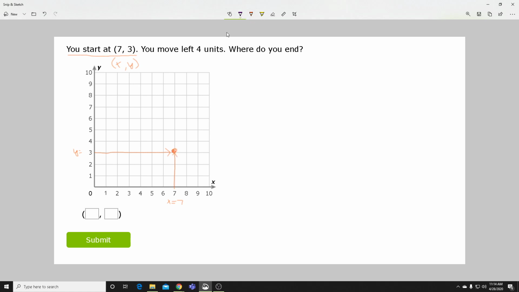And then what we're doing is we're moving left from this starting point by 4 units. So we're not going up or down, we're going left and right. The only thing that's going to change is our x actually. We're moving to the left by 4. 1, 2, 3, and 4. So our final point is going to be right here.